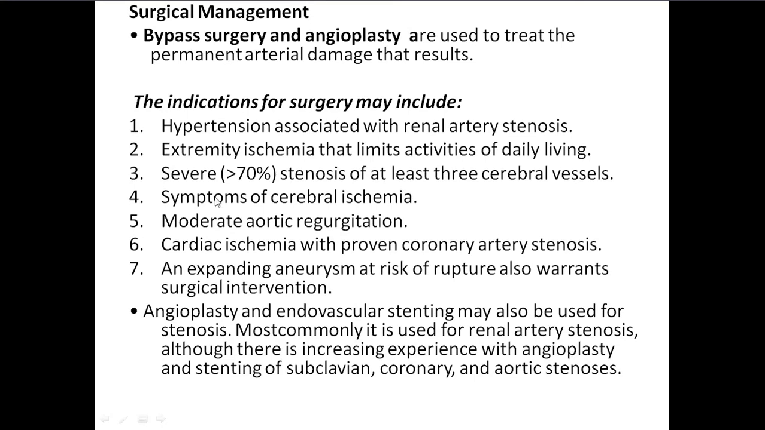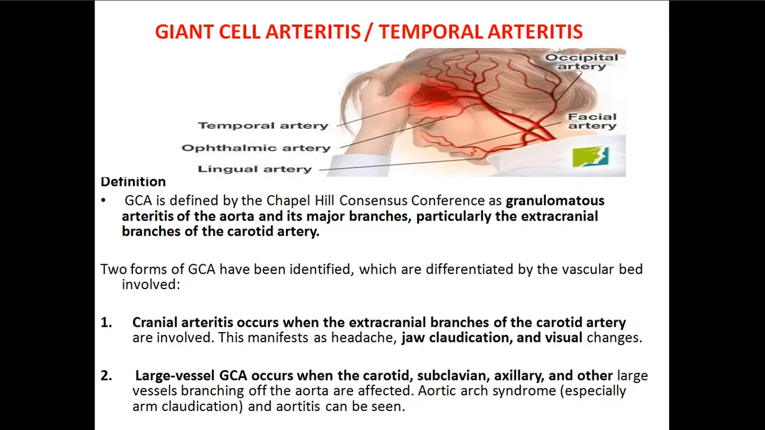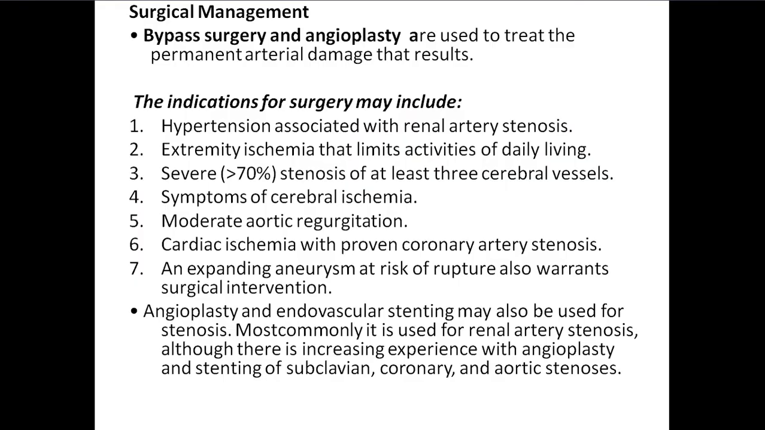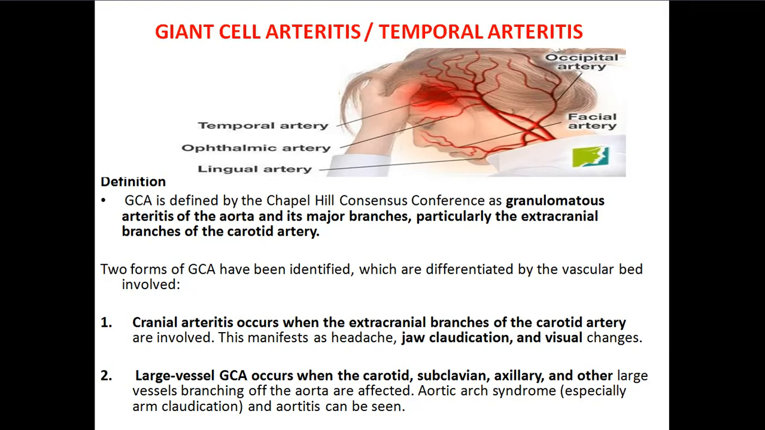Here you can see the indications are involvement of the major organs such as the kidney, the brain, and the heart. Then you can go for the surgical treatment. So steroids, methotrexate, and the surgical treatment. The next is giant cell arteritis, or temporal arteritis.